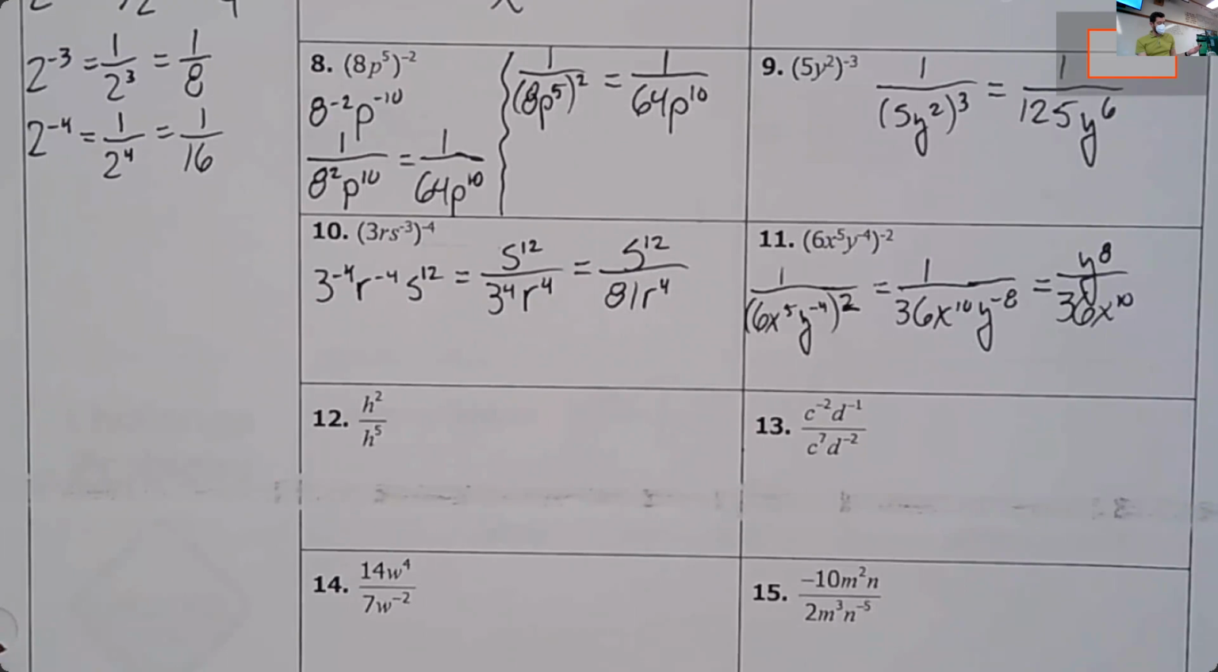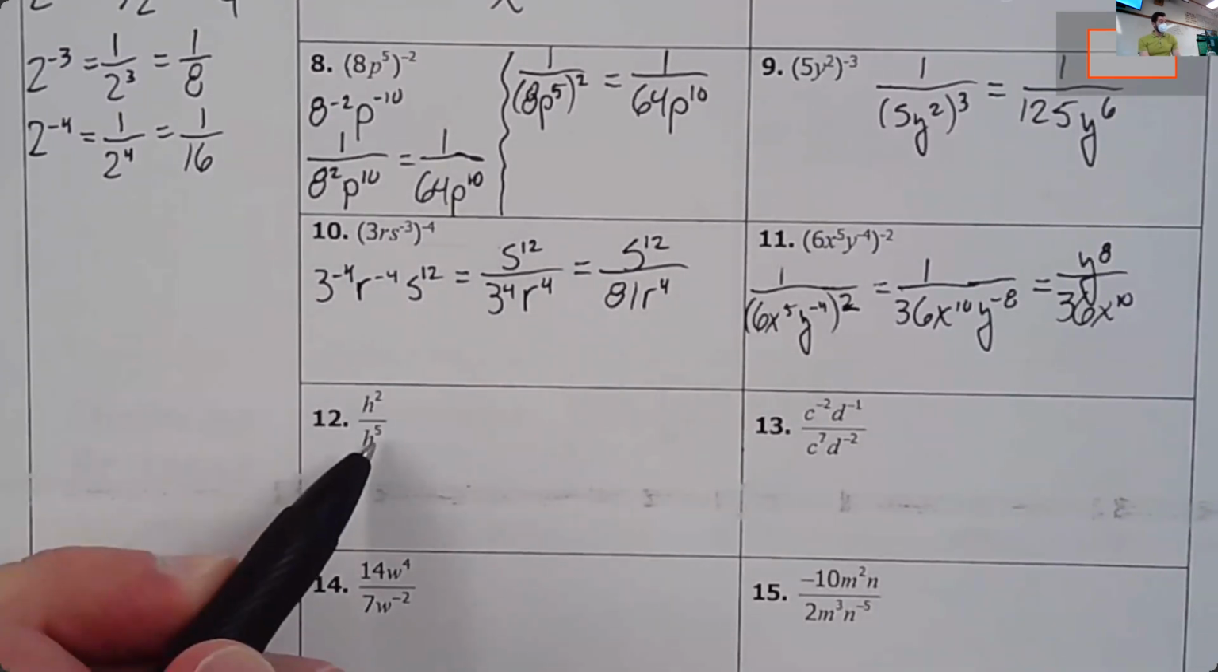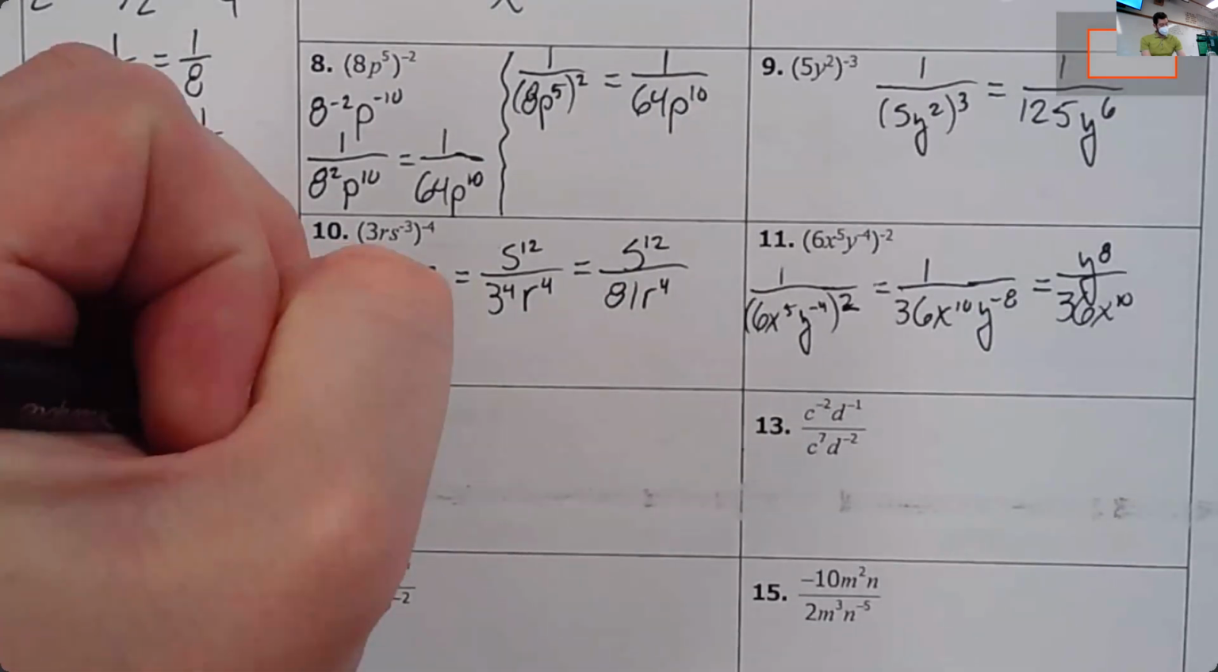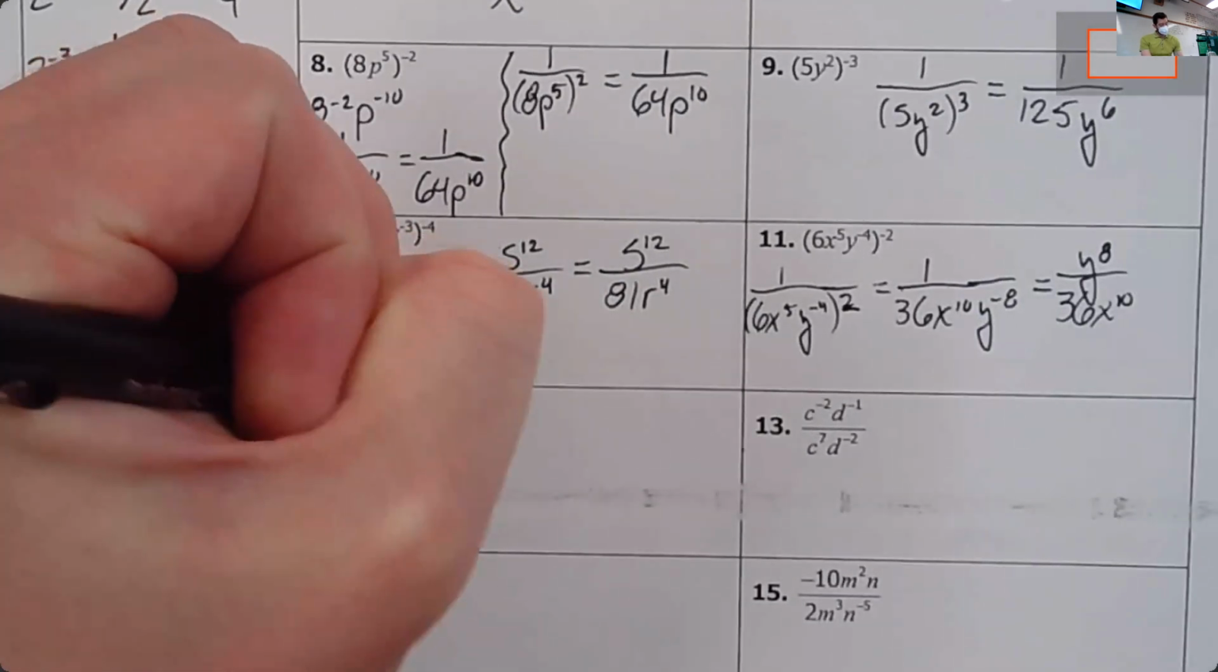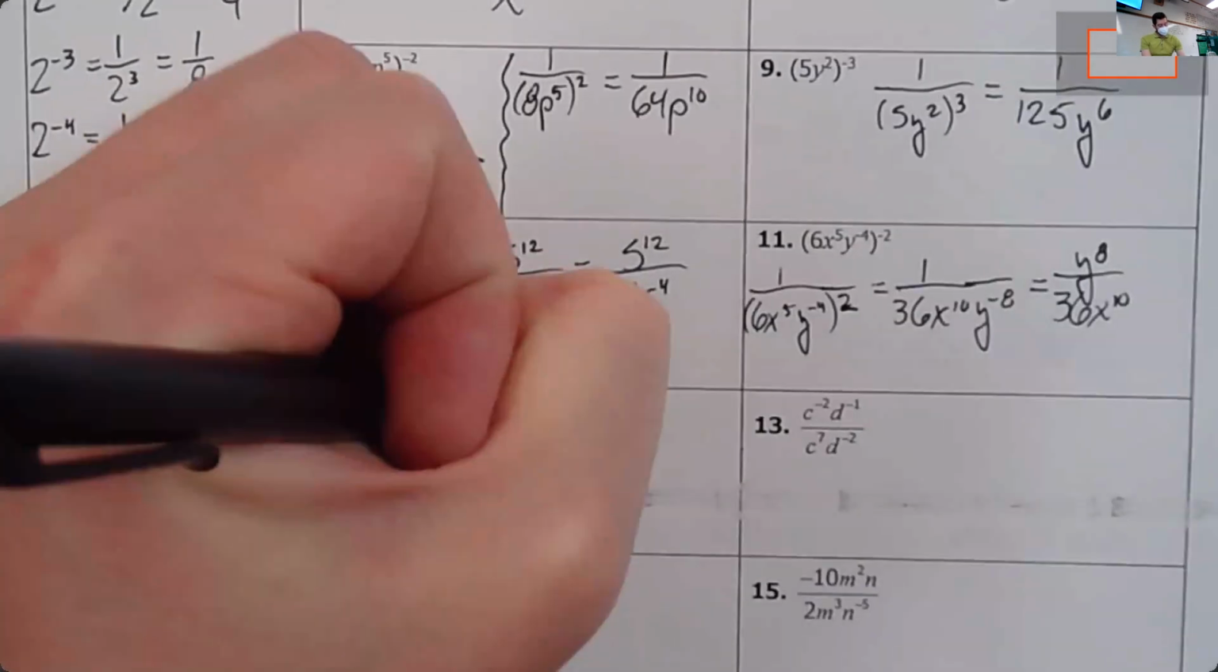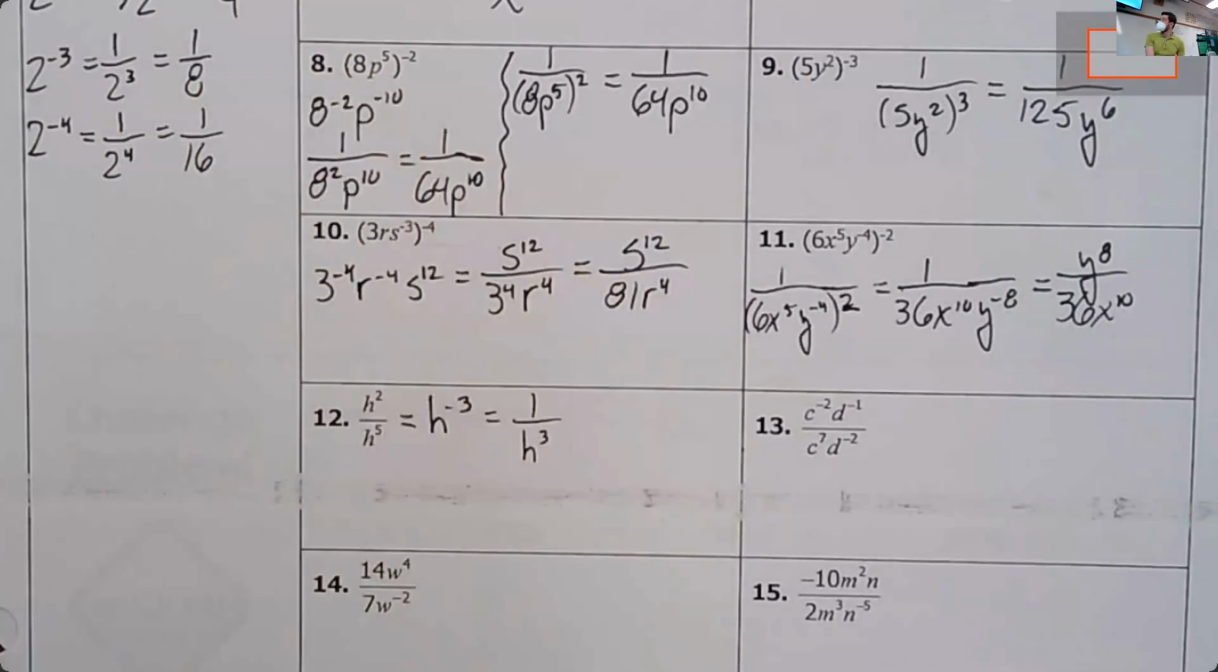Whenever you have the quotient rule, you're going to subtract the exponents. So 2 minus 5 would be negative 3. So that would be h to the negative 3, which would then equal 1 over h to the 3rd power. And so that's our answer for number 12. Subtract the exponents. If you have an exponent that's still negative, move it to the opposite side of the fraction to make it positive.